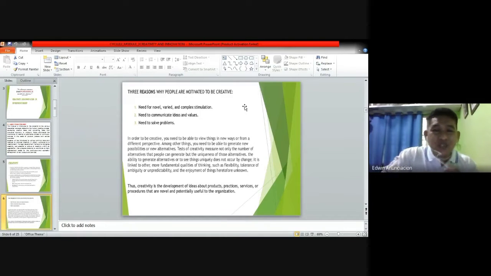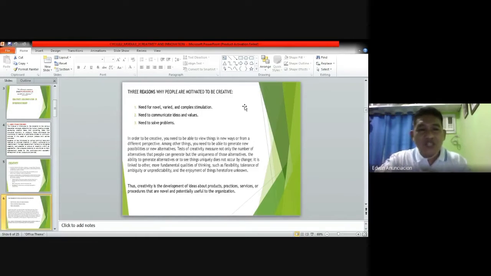Among other things, you need to be able to generate new possibilities and new alternatives. Test of creativity measures not only the number of alternatives that people can generate, but uniqueness. Okay? Yung kaibaan po, no, ng kanyang alternatibo. No? Pag sinabi pong unique, it is always distinct from many. And then, out of that many, yung kanyang idea pa rin ang namumutawing pinakamaganda. Okay, kaya nga po unique.